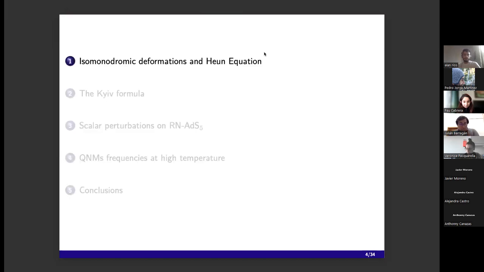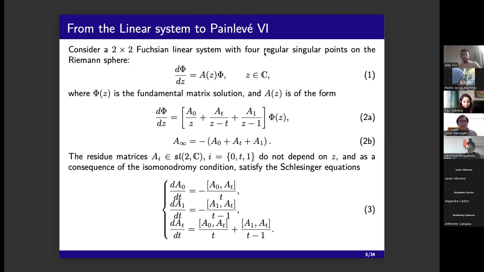Actually, we will consider a similar system to the one presented today by Guilherme. This is just a 2x2 Fuchsian linear system with four regular singular points on the Riemann sphere. Phi is the fundamental matrix solution, and A has to be rational since we are dealing with a Fuchsian system. The residue matrices that we are considering are traceless and they don't depend on z. As a consequence of the isomonodromic condition, they will satisfy the Schlesinger equations.